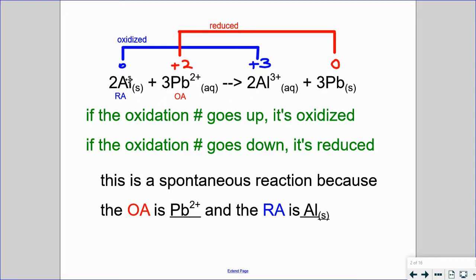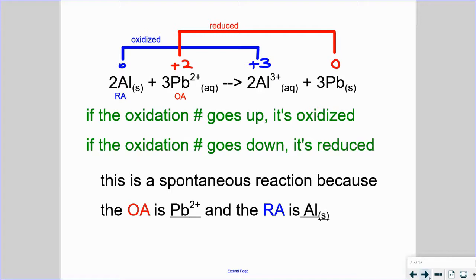We can see after we determine the oxidation numbers that aluminum goes from 0 to +3. Therefore, it's oxidized. Lead goes from +2 down to 0, so therefore it's reduced. The entity which is oxidized is called the reducing agent. That which is reduced is called the oxidizing agent. So this is a spontaneous reaction. We know this because the oxidizing agent is lead and the reducing agent is aluminum.